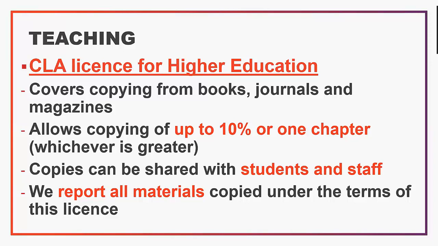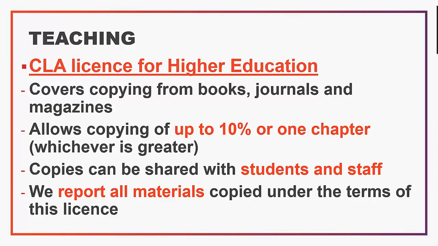So copies can only be shared with students and staff that are registered at the institution. And usually this is monitored by the copies that are made only being circulated via password protected platforms. So usually reading list platforms. At the University of Essex, we have Talis Aspire, but there are lots of different reading list platforms, or they might be shared via virtual learning environments such as Moodle or Blackboard, those kind of things. But usually the scans made under the terms of this license will be password protected to ensure that they're only being shared with students and staff.